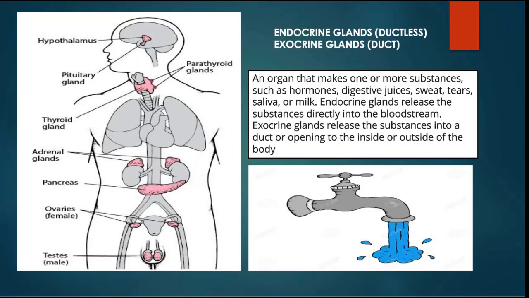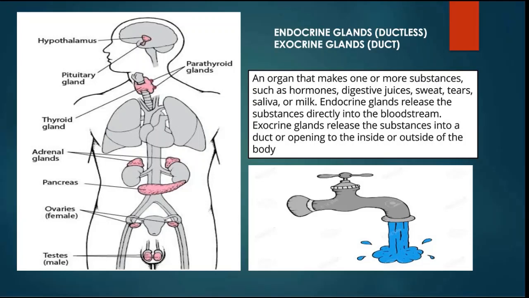So we have what we call endocrine glands, which are called ductless glands, and exocrine glands, which are glands with ducts, right? So the first thing that they might ask you in the question paper is to label the glands. So you need to know where the hypothalamus is located, where the pituitary gland is located, where the thyroid gland, adrenal gland, pancreas, ovaries, and testes are located, right?